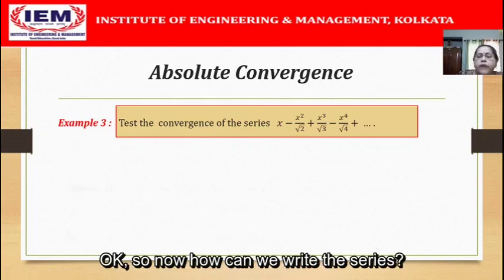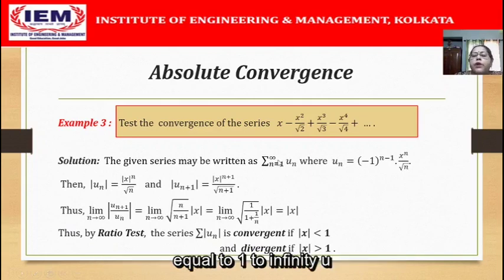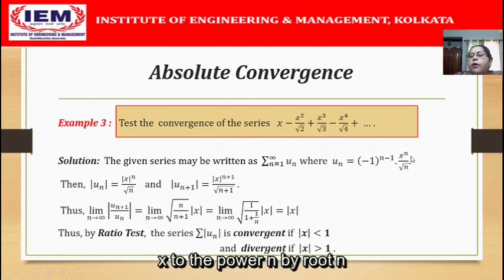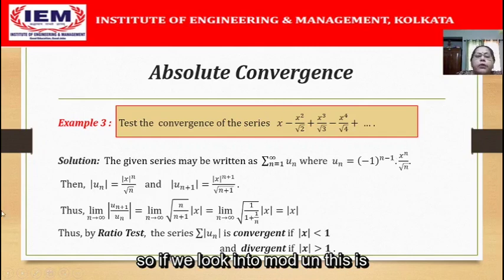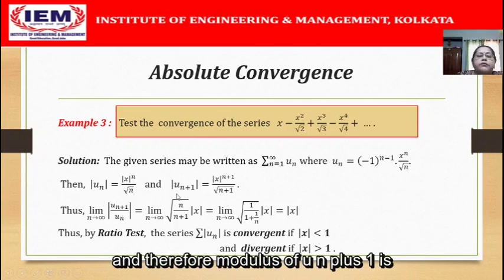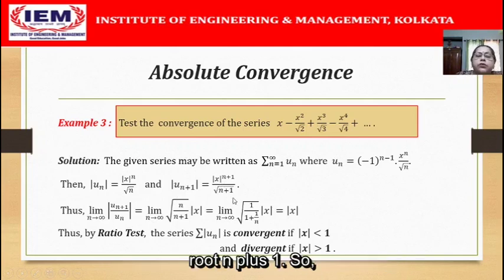Okay, so now how can we write the series? The series may be written as summation n equal to 1 to infinity u_n, where u_n is (minus 1) to the power n minus 1, x to the power n by root n. So if we look at mod u_n, this is mod x to the power n by root n, and therefore modulus of u_(n+1) is mod x to the power n plus 1 divided by root n plus 1.